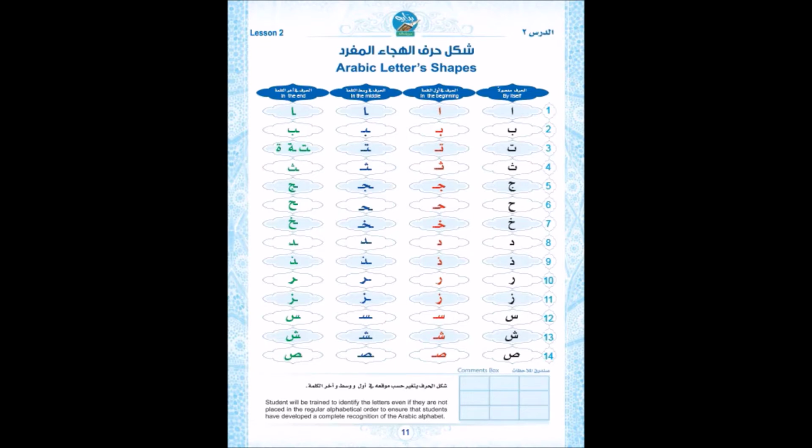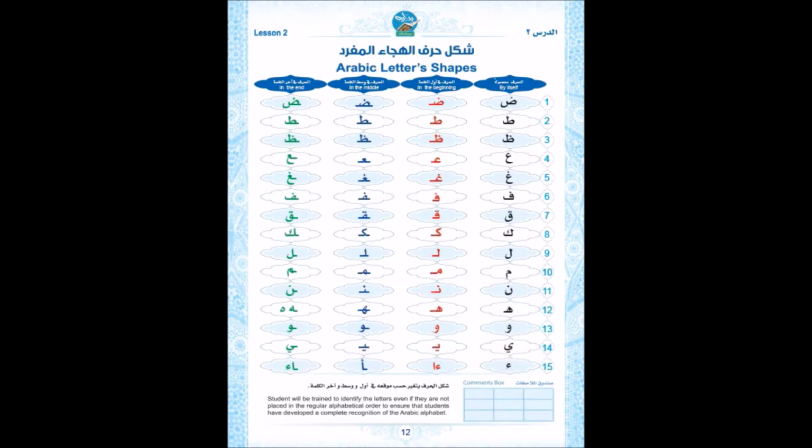With this way, the student will master the first 6 lines, and we can continue to the second half of the page. And as always, we have the comments box at the bottom of the page, so we can take note of specifically which letters the student struggles with. For example, if the student struggles with this form of ta at the end of the word, we can take note of it in the comments box.